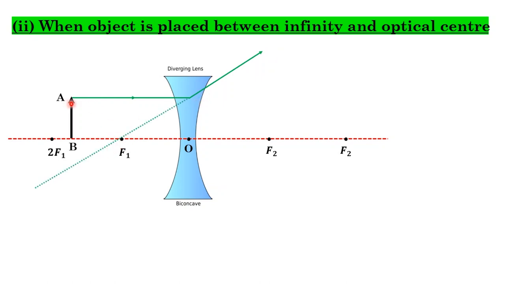Okay, second, we know that the ray passes through optical center. So its image is forming in this point. So this is erect image, smaller in size, and virtual and erect. So this image is virtual and erect because this ray is extended ray in opposite direction. That's why it is virtual. Okay. So this is the case when object is placed anywhere between infinity and optical center. So I placed this object between 2F1 and F1.